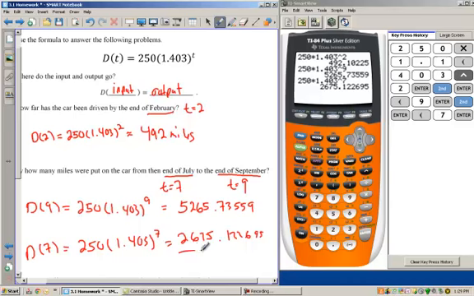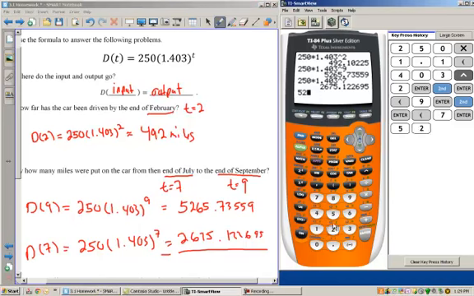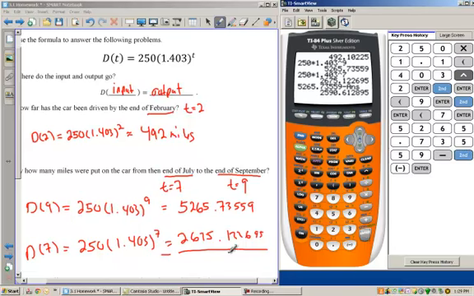And then we take these two mileages and subtract to find how many miles were put on from the end of July to the end of September. So I take 5,265.73559, and I'll just take away the last answer, so second answer. And I'll round this to the nearest mile, so this is approximately 2,591 miles.